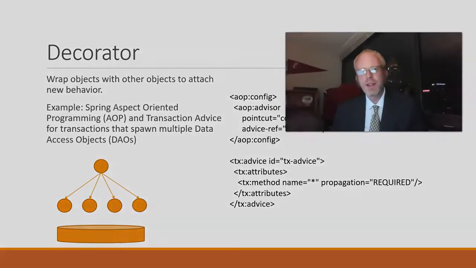Decorator. Boy, this is an interesting one. This is where we take an object and we wrap it with another object that's providing some added value to that. A good example of this is a really interesting one, which is called aspect-oriented programming, which is available in Spring. And what that does is you can actually change the bytecode of a compiled class after the fact and say, okay, I want to do this before this method is invoked, or do this after this method is invoked, so on and so forth.